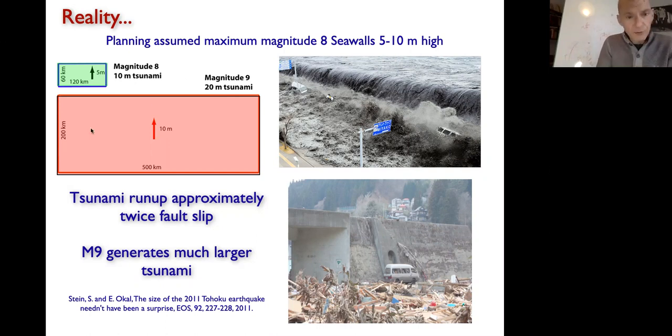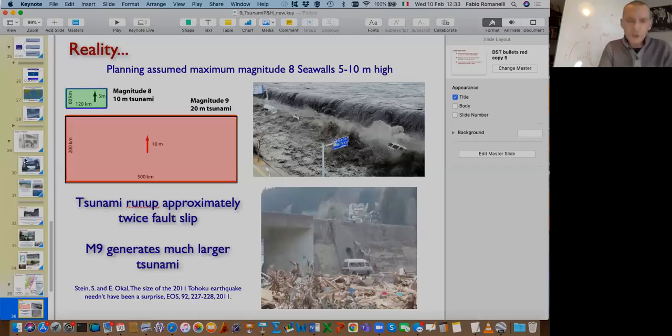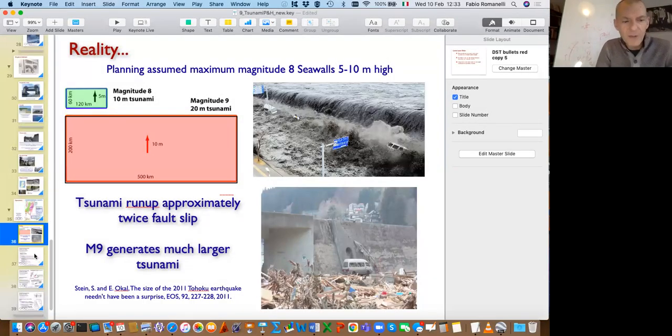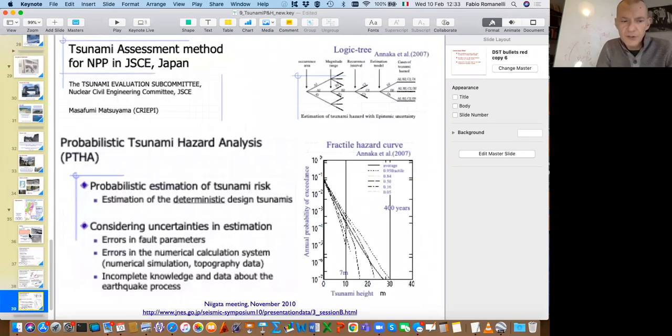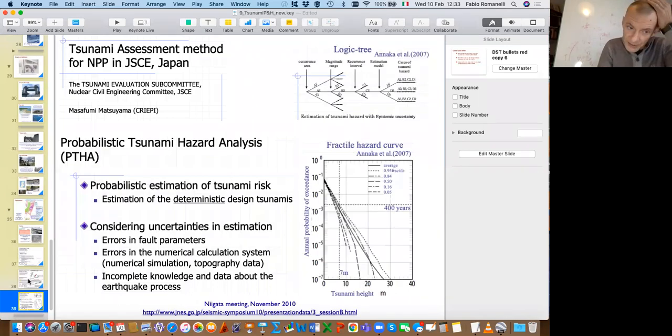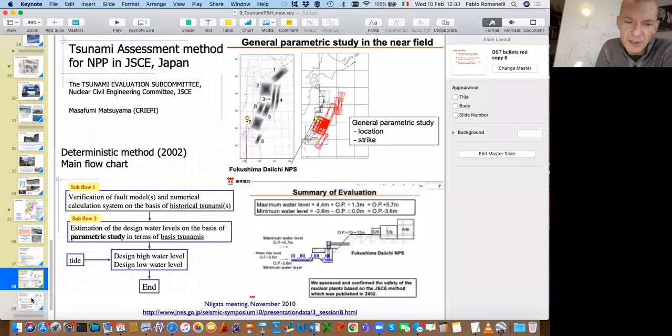But actually, what nature decided was a magnitude 9. Now the slip, please remember the lecture about magnitude, is 10 meters, and 10 meters becomes 20 meters as a run-up. And that was the bad surprise that occurred in Japan. I don't want to show you these slides, they are too technical, because they are based on deterministic and probabilistic hazard assessment.